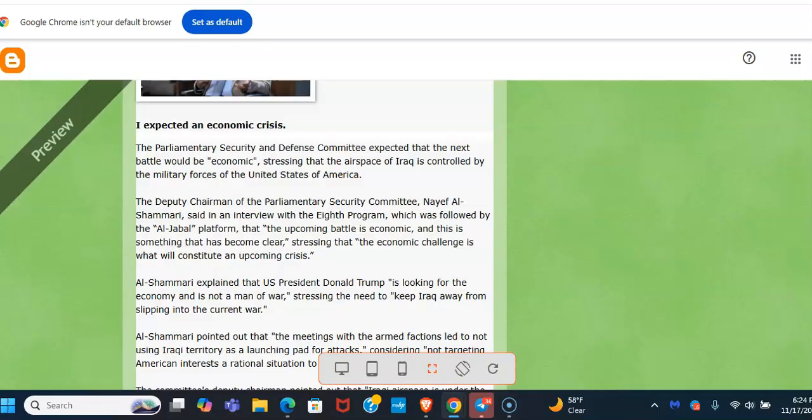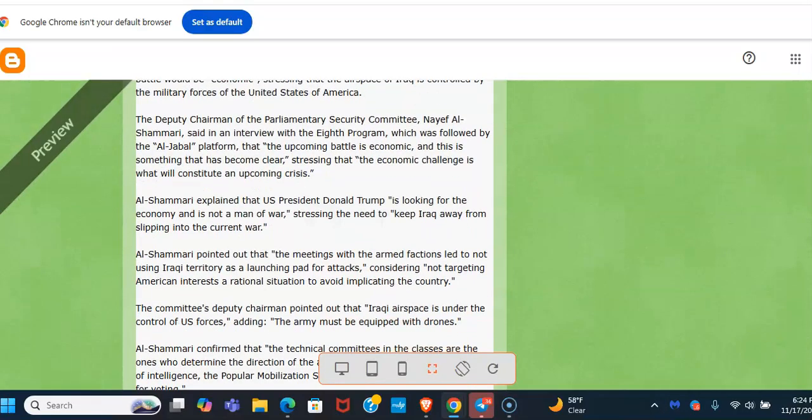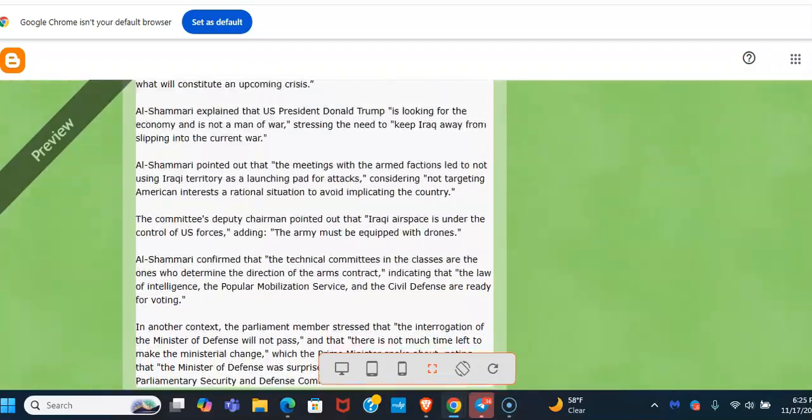Here he has his take on the T-Man, that the T-Man is looking for the economy and is not a man of war, stressing the need to keep Iraq away from slipping into the current. I can't believe I said it. I said the three-letter word. Oh well, whatever. I'm getting comfortable. Okay. All right. But anyway, so that's the last article.